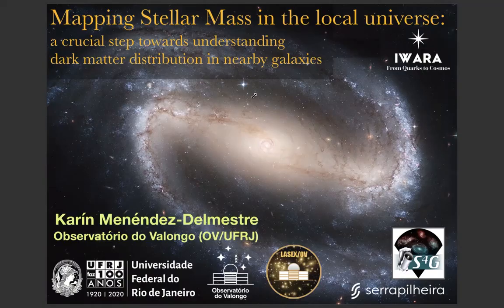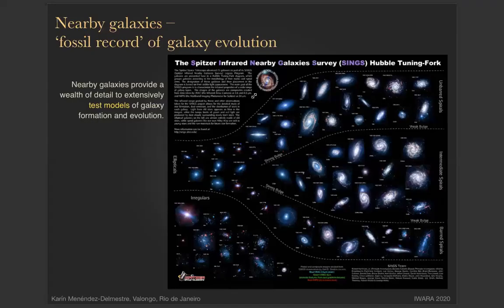So first, the main focus on nearby galaxies is due to the fact that they really represent the fossil record of galaxy evolution. Nearby galaxies are the result of all the things that have happened through cosmic time, how gas has collapsed into dark matter potential wells and formed structures and filaments, etc. And here I'm showing you an illustration of 75 nearby galaxies that compose the SING survey.